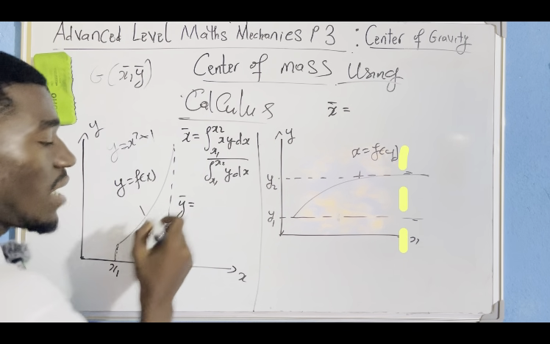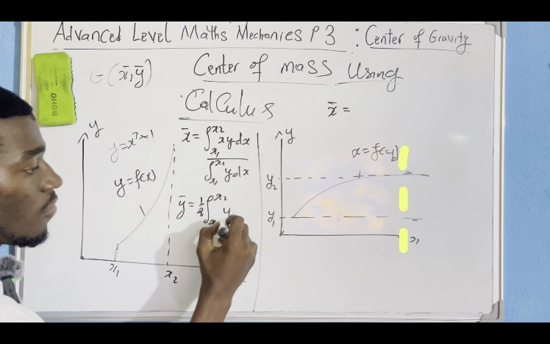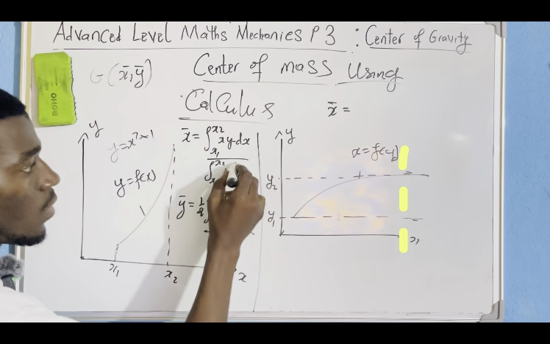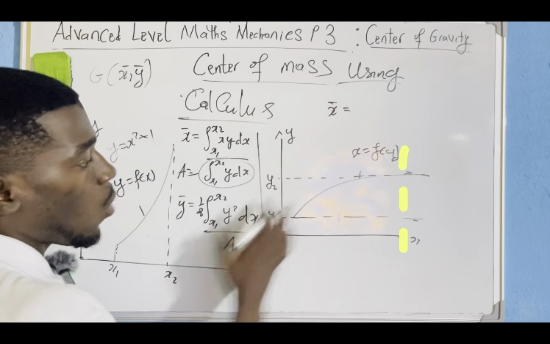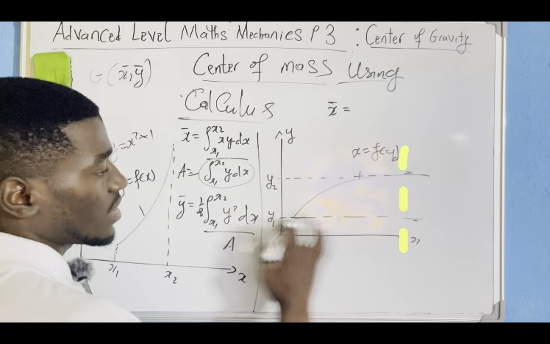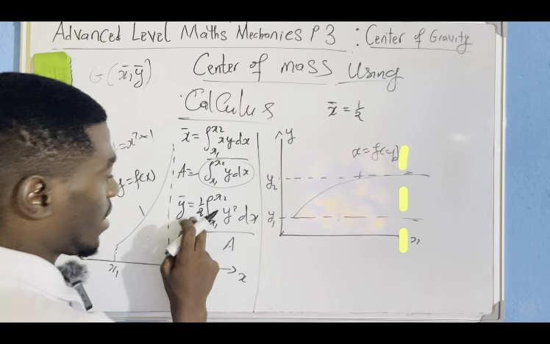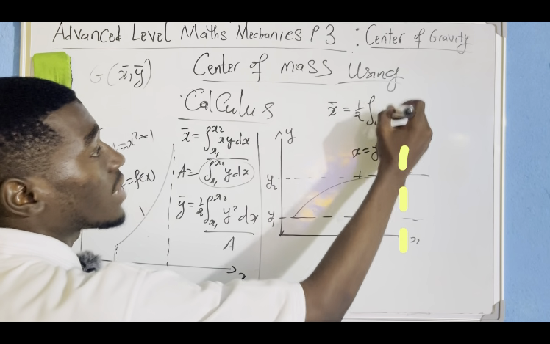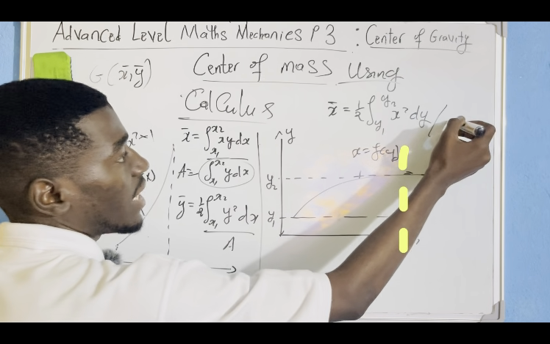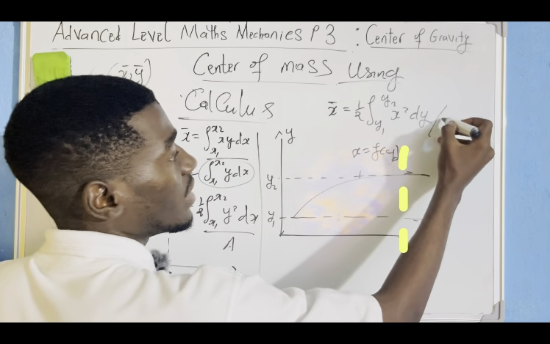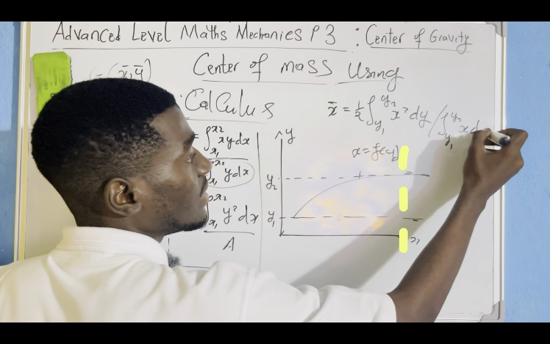Now, I forgot to give you y bar. Y bar, you cram it, you start with half the integral from x1 to x2 of y squared dx, divided by the area, the area under the graph. Now, look at it when the boundaries are y1 and y2, denoted by 2 horizontal lines. I will copy this one. I will have half, taking the integral from y1 to y2 of x squared dy, divided by the area. The area now will be the integral from y1 to y2 of x dy.